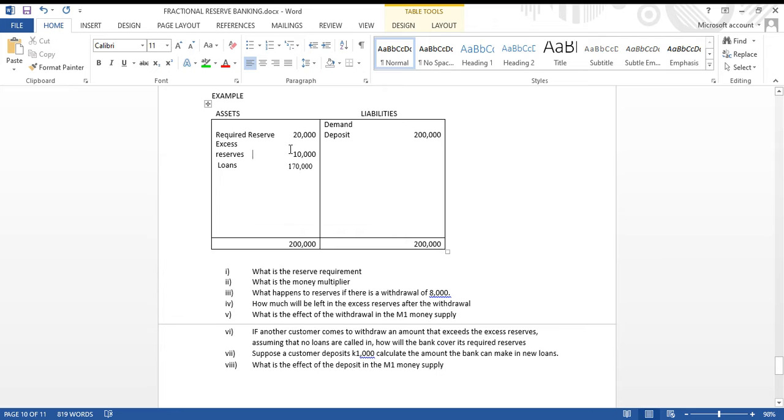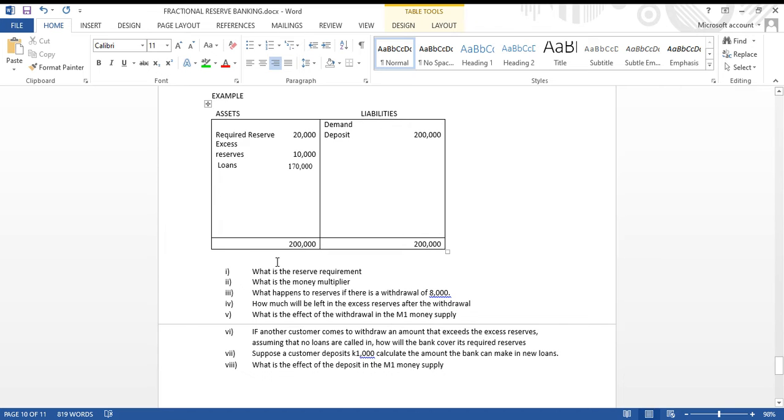All right, excess reserves. This is what remains after the bank takes care of their required reserve. Then these excess reserves can be used for day-to-day running of operations of the bank, taking care of withdrawals, right? Loaning it out. Okay. And then here we have loans for 170,000. Then on our liability side, we've got the demand deposit. This is the money which you can deposit into the bank and you can withdraw at any time. Okay. Anytime you can withdraw it.